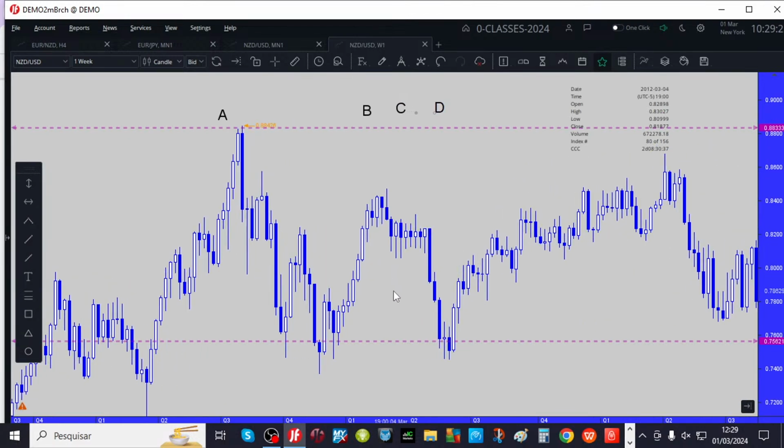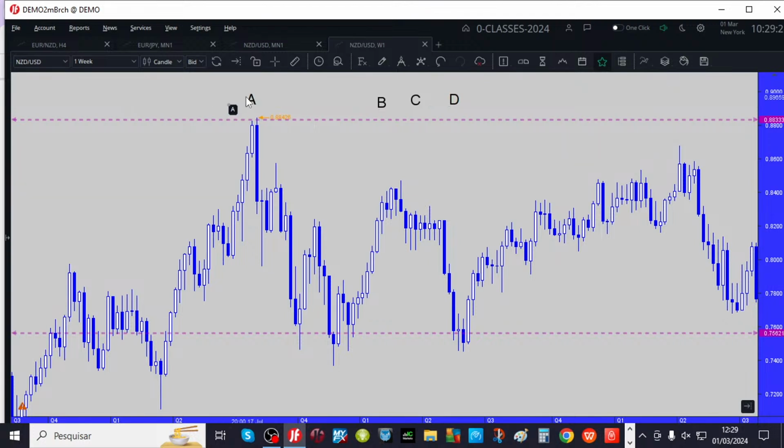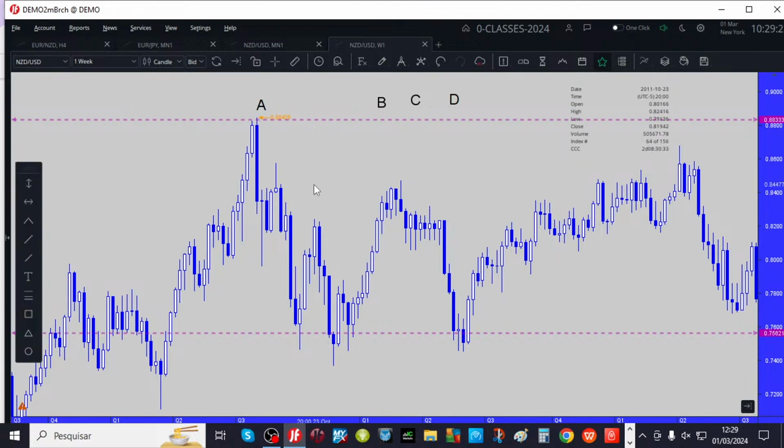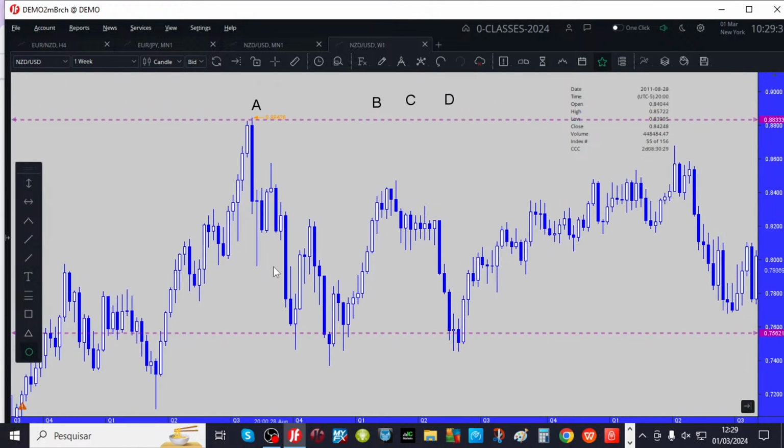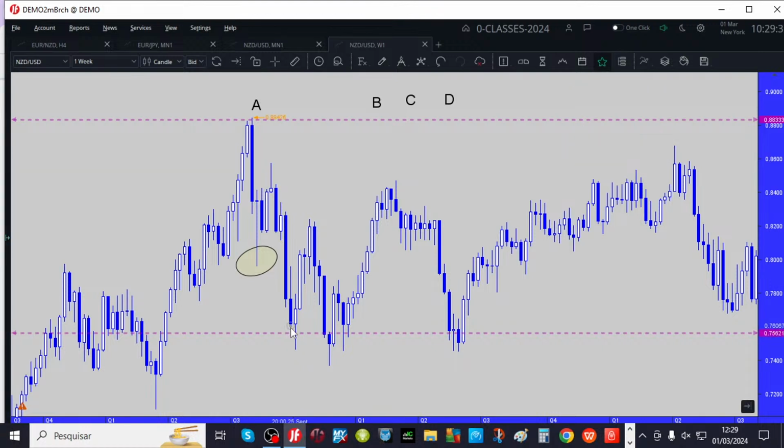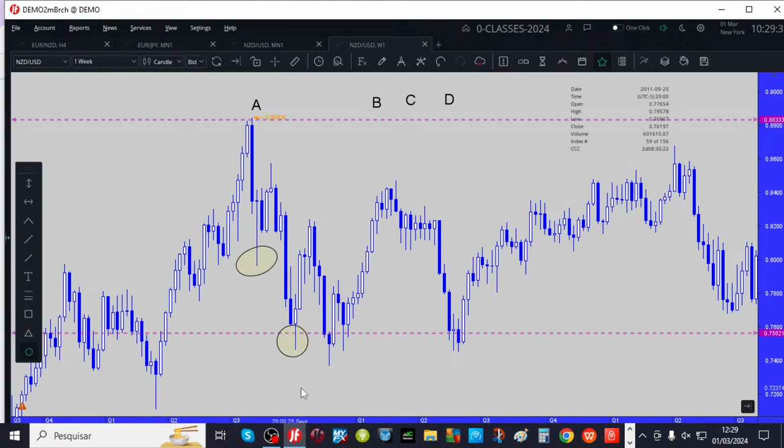Alright, everybody? So the A is the same from the monthly. What about the B? Which one is the B? Is the first circle the B? Is the second circle the B? Or is the third circle the B? Which one is the B?